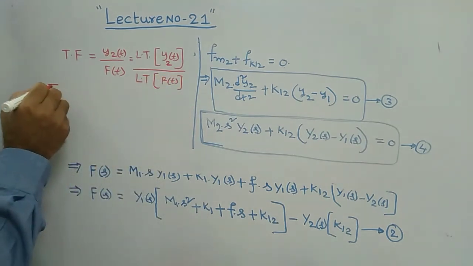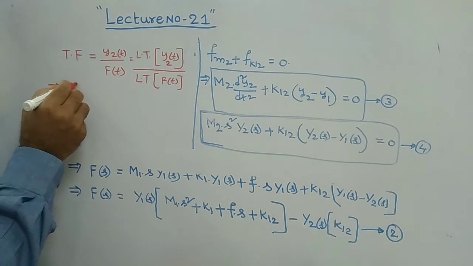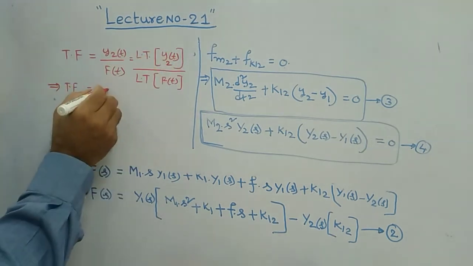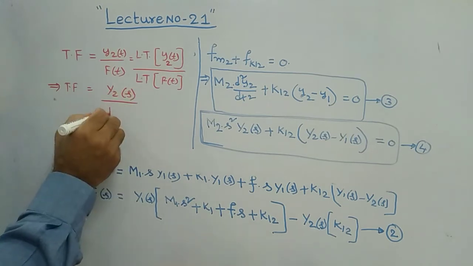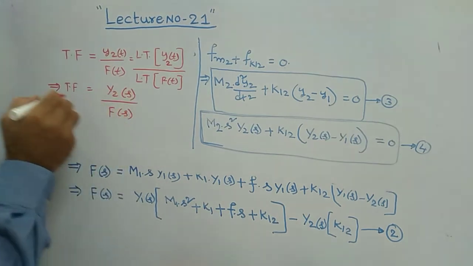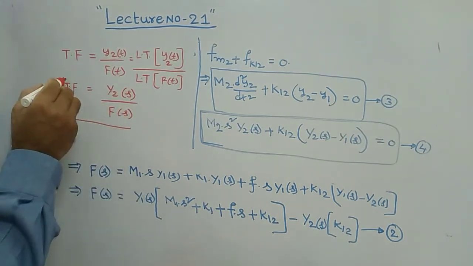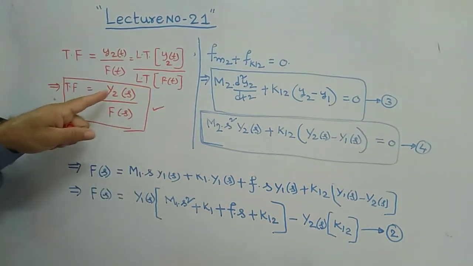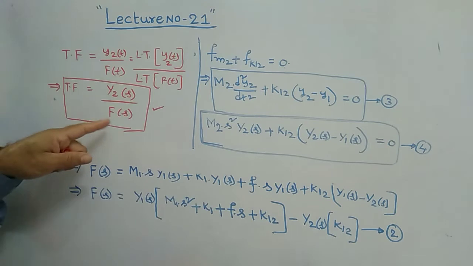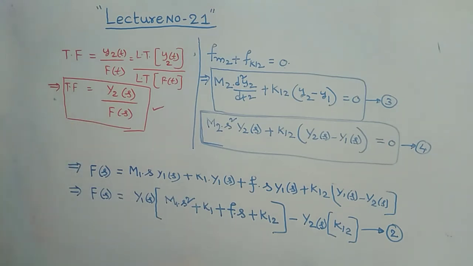This implies the transfer function is equal to y2 of s by capital F of s. This is the ratio we need to find out now. For this problem, your transfer function is y2 of s by F of s. You have to find out y2 of s. Therefore, what can we see?